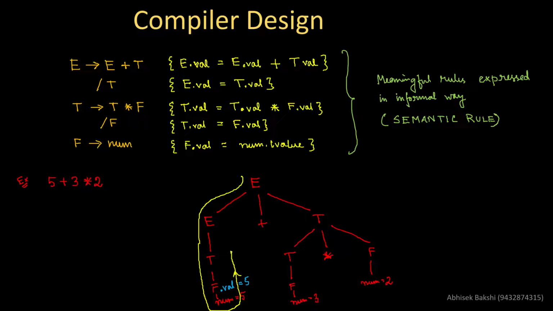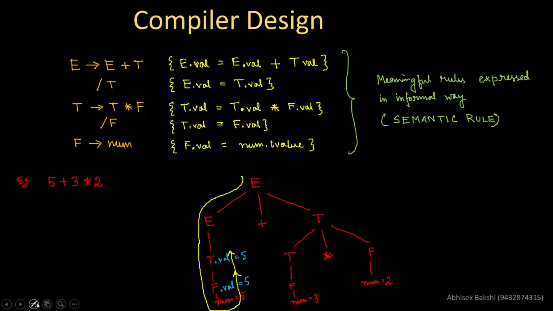Now in the next step, when I come here, the f should be reduced to capital T using production rule T to F, right? And the corresponding semantic rule that is written over here is T.val equals F.val. That means it is just copying the value of the val attribute of this F node into the val attribute of the T node. So here also .val will be equal to 5.